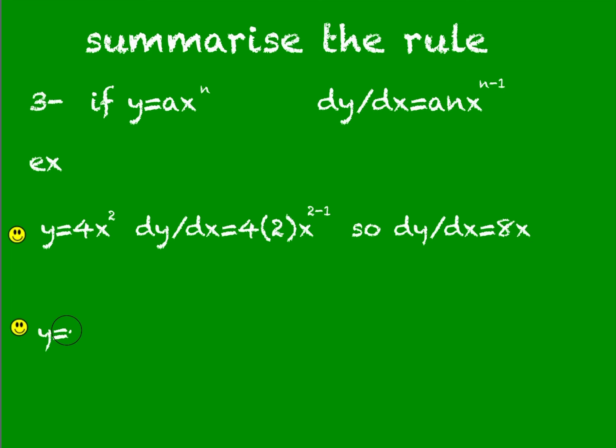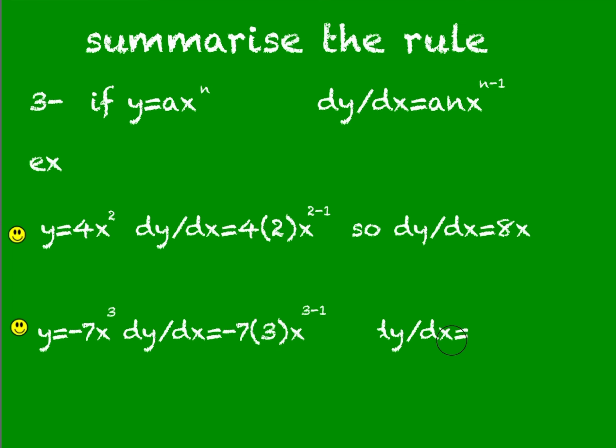Let's do one more example. y equals negative 7x cubed. Okay, dy over dx is going to be what? Negative 7 times 3 times x to the power of 3 minus 1. Okay, so let's organize. Negative 7 times 3 is negative 21, and 3 minus 1 is 2, so x squared.